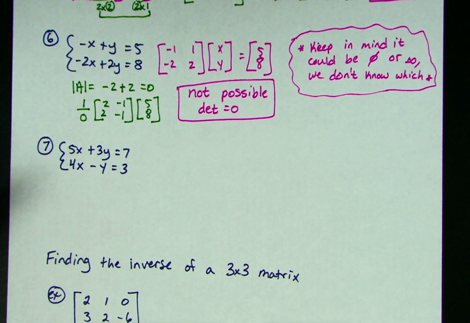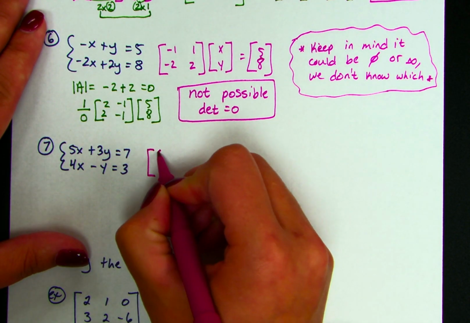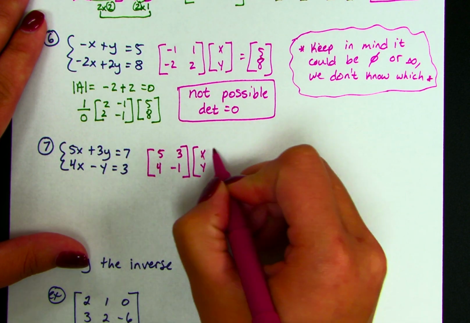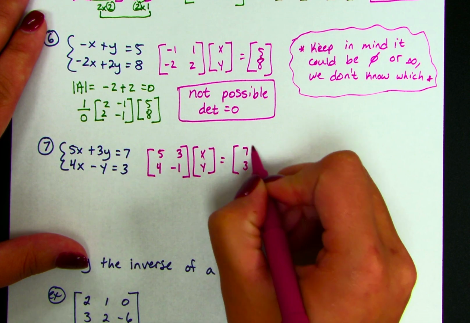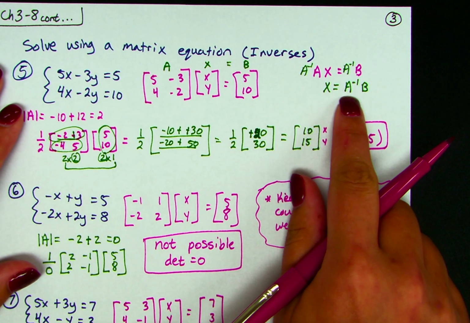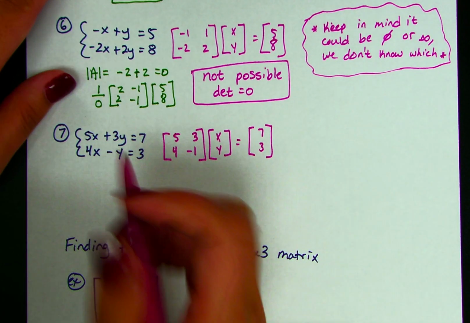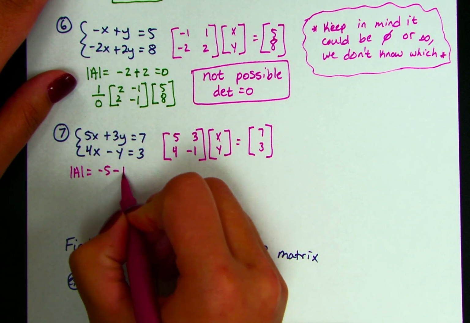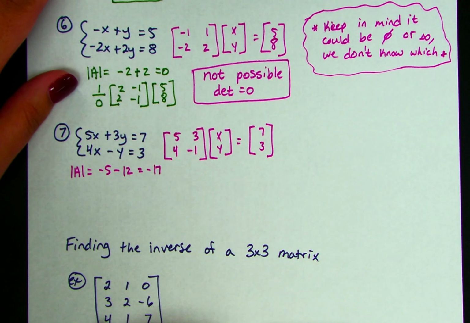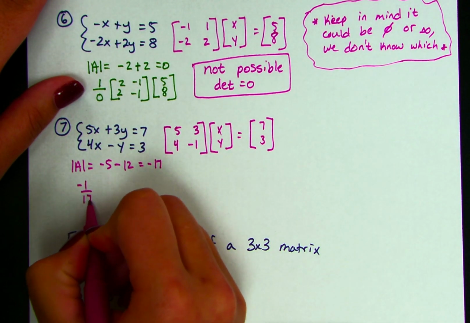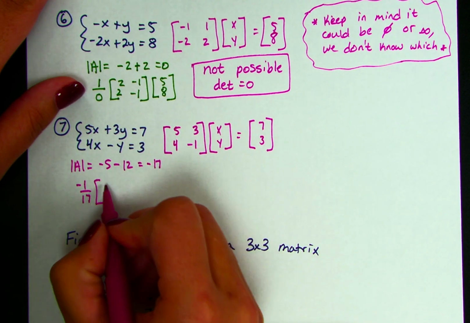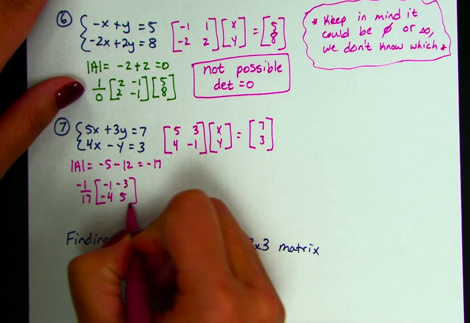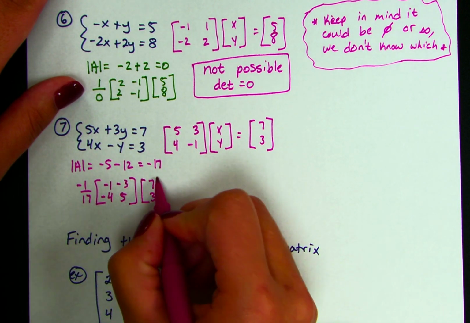Okay. All right, last example. So setting up our coefficient matrix times the variable matrix equal to the constants. Again, following this, starting with figuring out the determinant. That will be -5 minus 12, so -17. So I will have -1/17 times, and then -1 and 5 switch. The 4 and 3 change signs, and then we will have 7, 3.